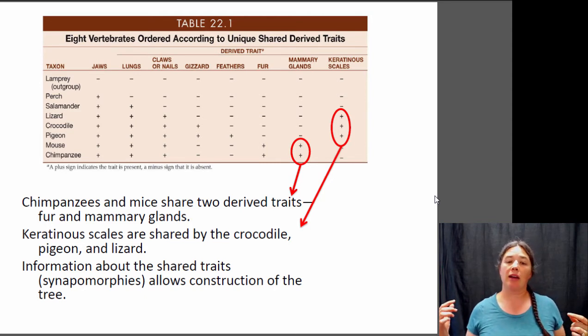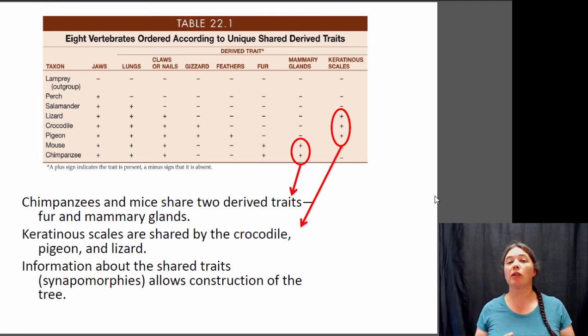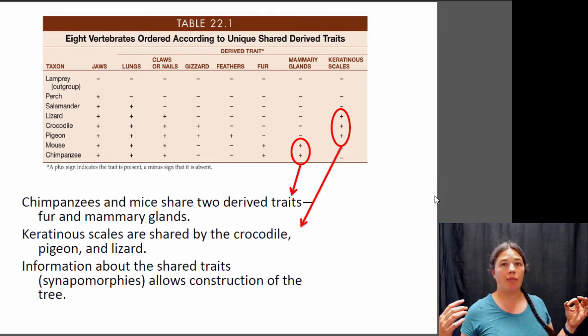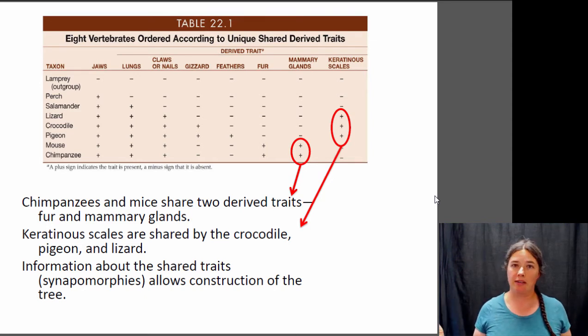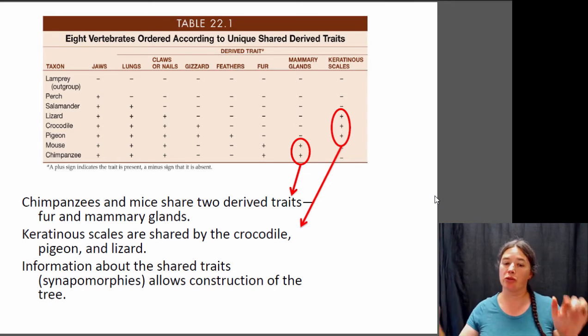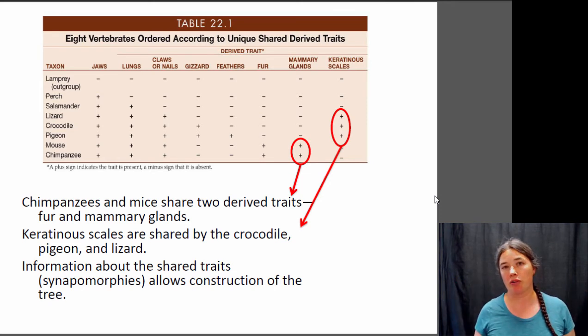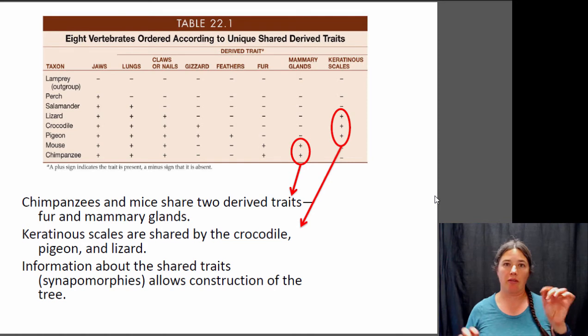And you might look at keratinous scales, which the crocodile, the pigeon, and the lizard all have, which indicates that those should be lumped together. Okay, the information about these shared derived traits are also known as synapomorphies, and it's the shared derived traits that you use to construct the tree. Shared derived traits. So just remember that, okay?